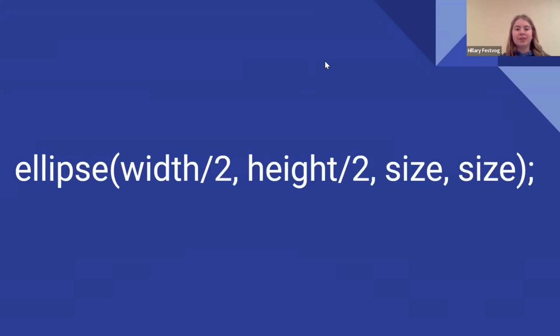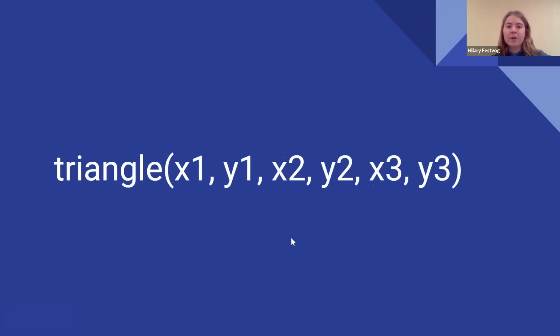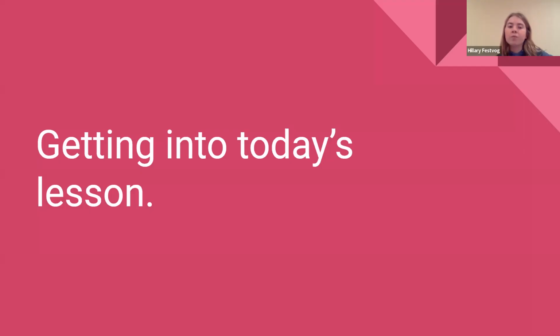Okay. Ellipse is the width, height, size, and I gotta move you guys. I'll put you at the bottom here. Triangle. Triangle is the coordinate, coordinate, coordinate.